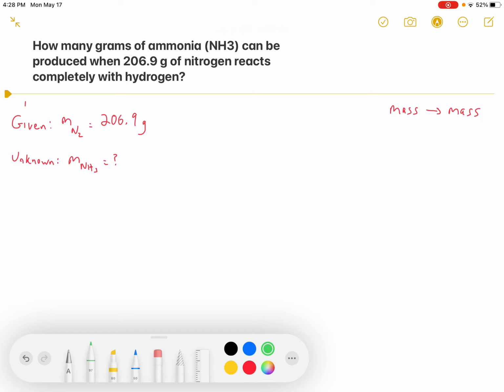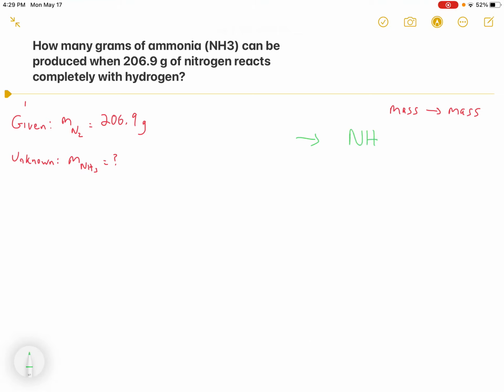Alright, so now that we've determined what we have already and what we're being asked for, our second step is to write the balanced equation. The question says how many grams of ammonia can be produced when nitrogen reacts completely with hydrogen. So we already know that the product is going to be ammonia, and the reactants are nitrogen and hydrogen. We also know that they are both N2 and H2, nitrogen and hydrogen, because they are both diatomic elements.